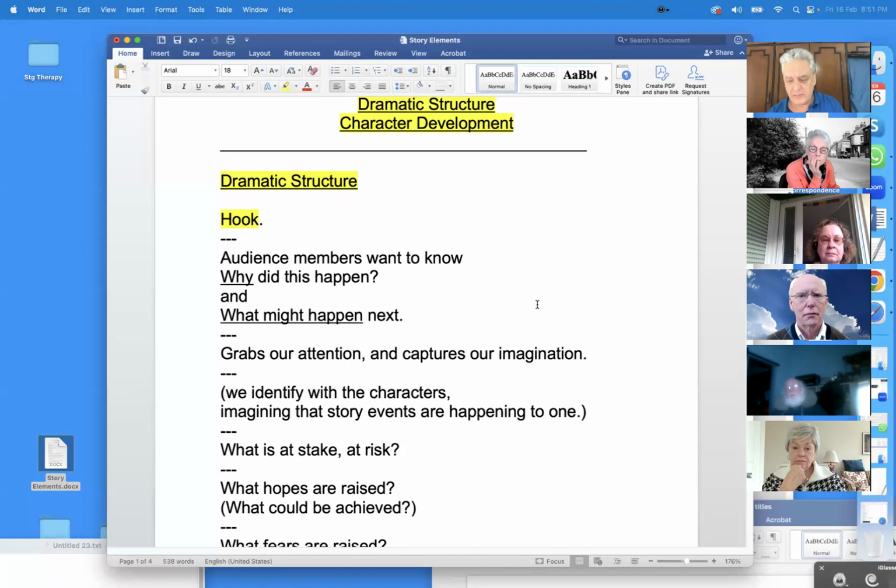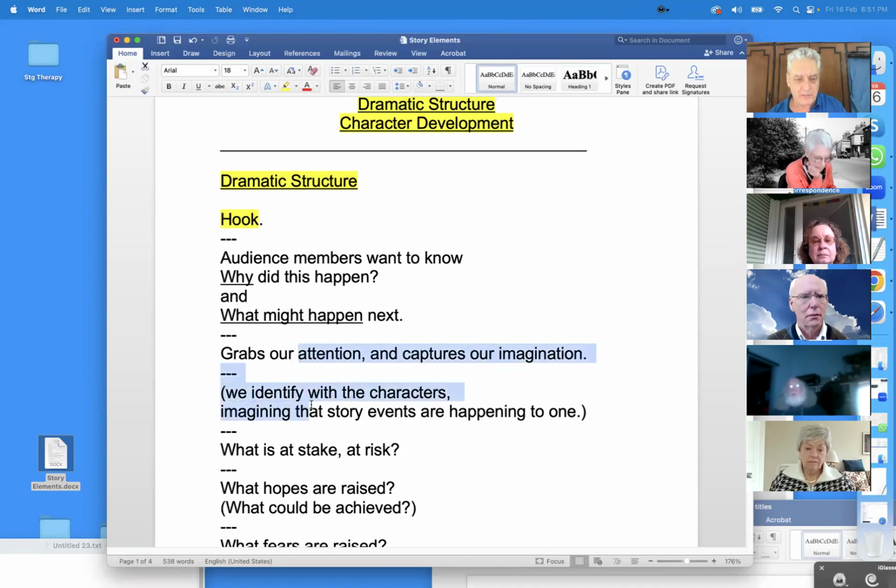Because of course, the basic principle of art is that we identify with what we see on the stage, in the book, on the screen. We identify, and we're imagining it's happening to us. So the hook is where something happens out of the blue, and if it's a book, you can't put it down. It's a page turner because you're so intrigued, and you want to know, why did this happen and how did this happen?